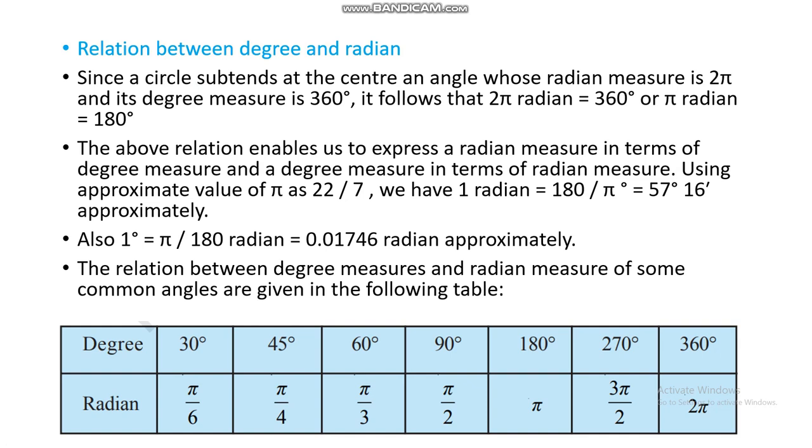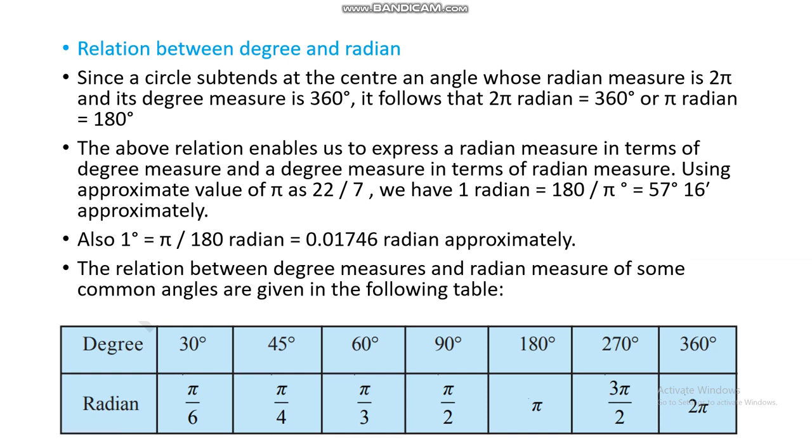What is the relation between degree and radian? Since we can measure the whole circle as 2 pi, its degree measure is 360 degrees. So 2 pi equals 360 degrees, or we can say pi equals 180 degrees. The value of pi is 22 by 7. So we have 1 radian equals 180 by pi, and 180 by pi equals 57 degrees 16 minutes approximately.